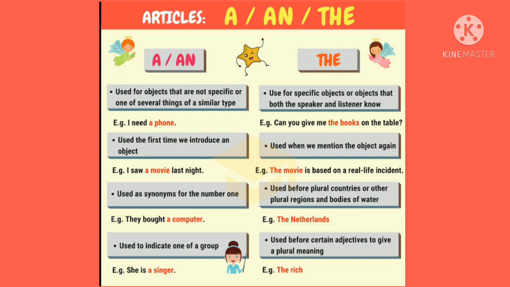Where do we use a and where do we use an, children? Yes, a is used in front of consonant sounding singular nouns. A ball, a pen, a computer, and so on. Whereas an is used for vowel sounding singular nouns. So, what would be the examples? An hour, an apple, an orange, and so on.